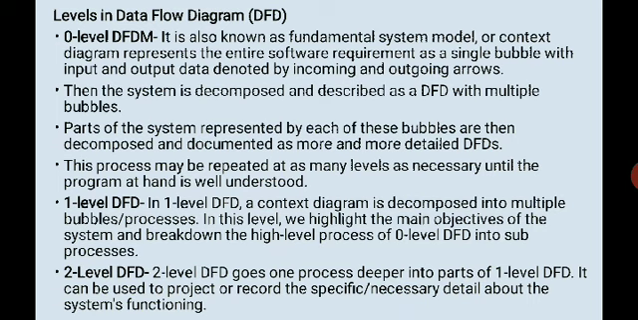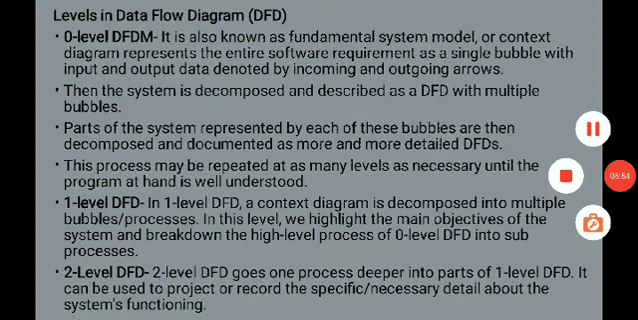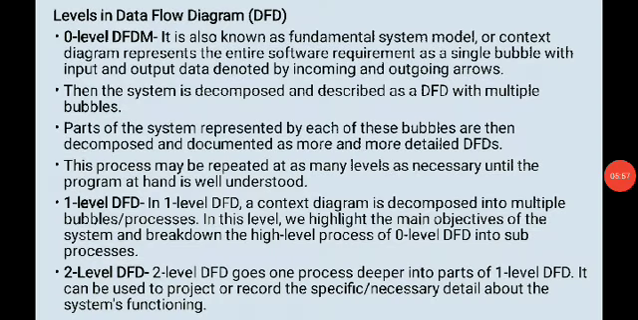There are the following levels: 0, 1 and 2 in a DFD, and we study them one by one. First is the 0 level DFD. It is also known as the fundamental system model or context diagram. It represents the entire software requirements as a single bubble with input and output data denoted by incoming and outgoing arrows. Then the system is decomposed and described as a DFD with multiple bubbles.